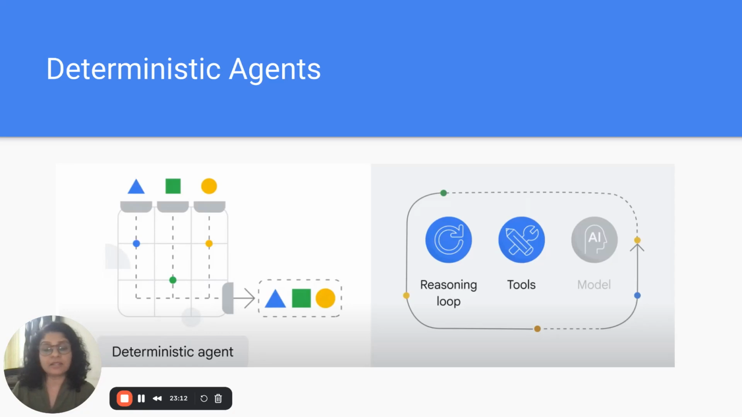So, as we say, a deterministic agent has reasoning loops and tools, but it doesn't have models. Reasoning loop, we just discussed with the ATM machine, right? So these are the reasoning loop, and it comes with the tools.